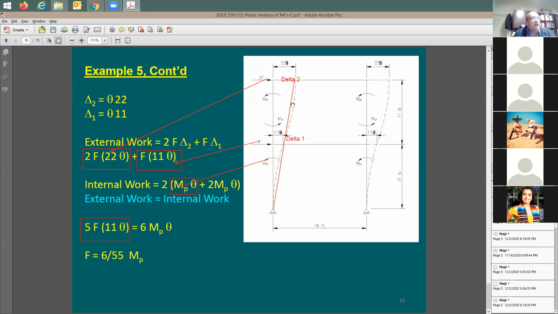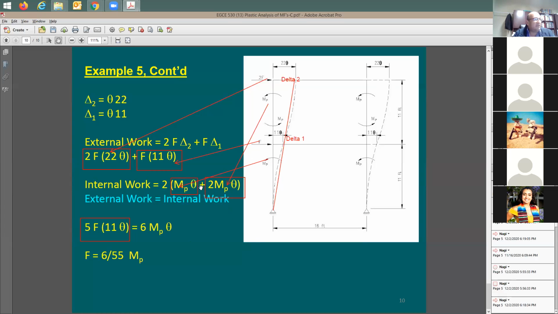Okay, and then I have 2MP times theta. Where do you have him? I can say here we go. Which one now? Let's give you the 2 top MP. And because I have 2 columns, multiply by 2.